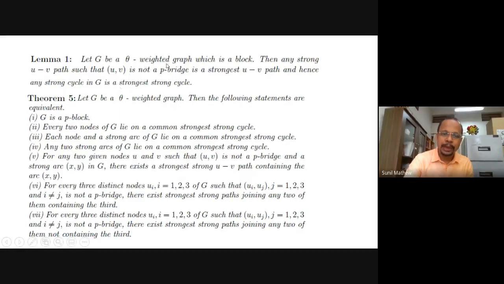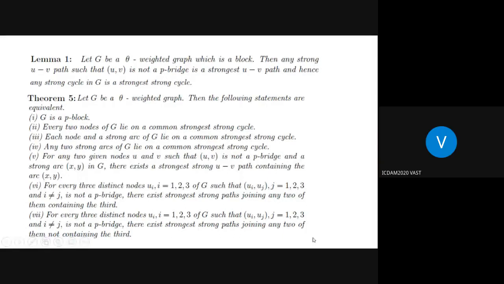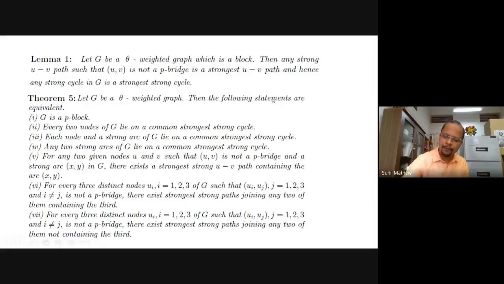this lemma. In a theta weighted graph, which is a block, any strong path which is not a bridge is the strongest path, and hence any strong cycle is the strongest strong cycle. This lemma is very, very crucial in the proof of this theorem, and this is what we proved. And we concluded that in networks, Harary's conditions, all conditions cannot be generalized. Only a few can be generalized. But in a very, very small subcategory, all are true, and paths must be replaced by strongest strong paths. Cycles must be replaced by strongest strong cycles.